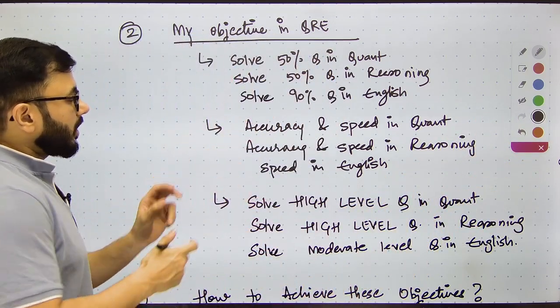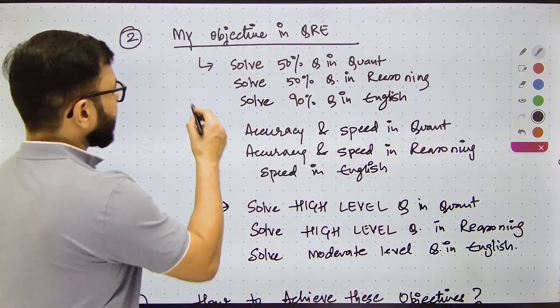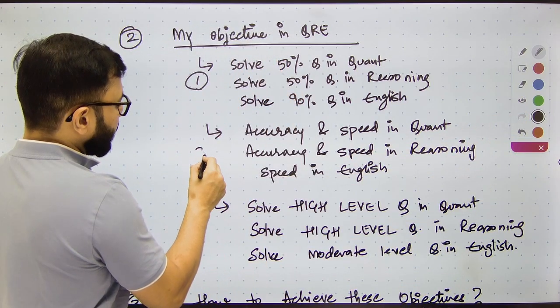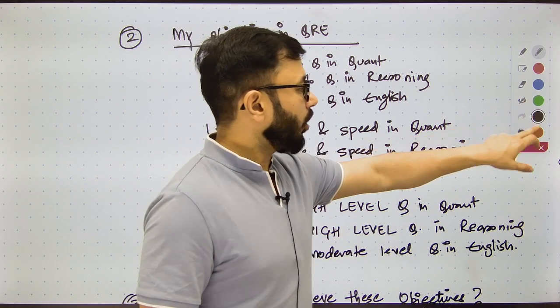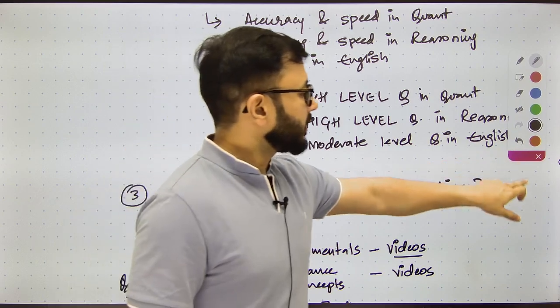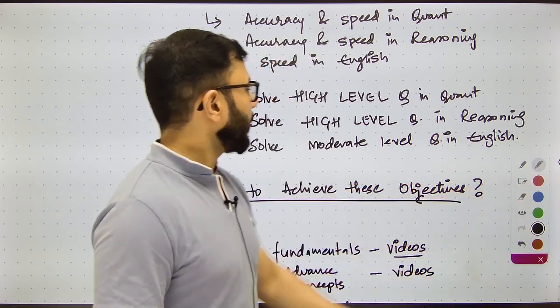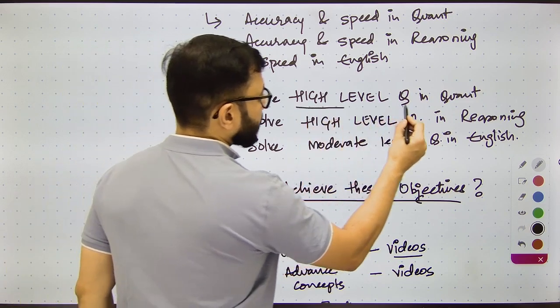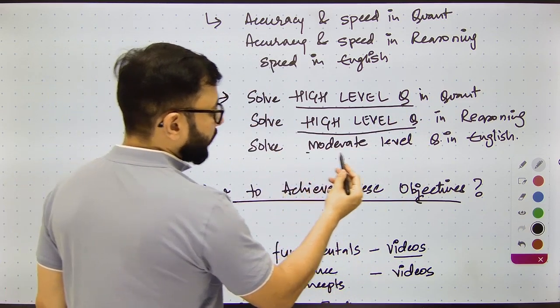So these are again my second set of objectives in quant, reasoning and English. First was solving a minimum number of questions. Second is focus on accuracy and speed or on something else. Let's come to the third one. The third set of objectives in quant, reasoning and English. What are these? Number one, solve high level questions in quant. In reasoning, again high level questions. In English, moderate level questions.